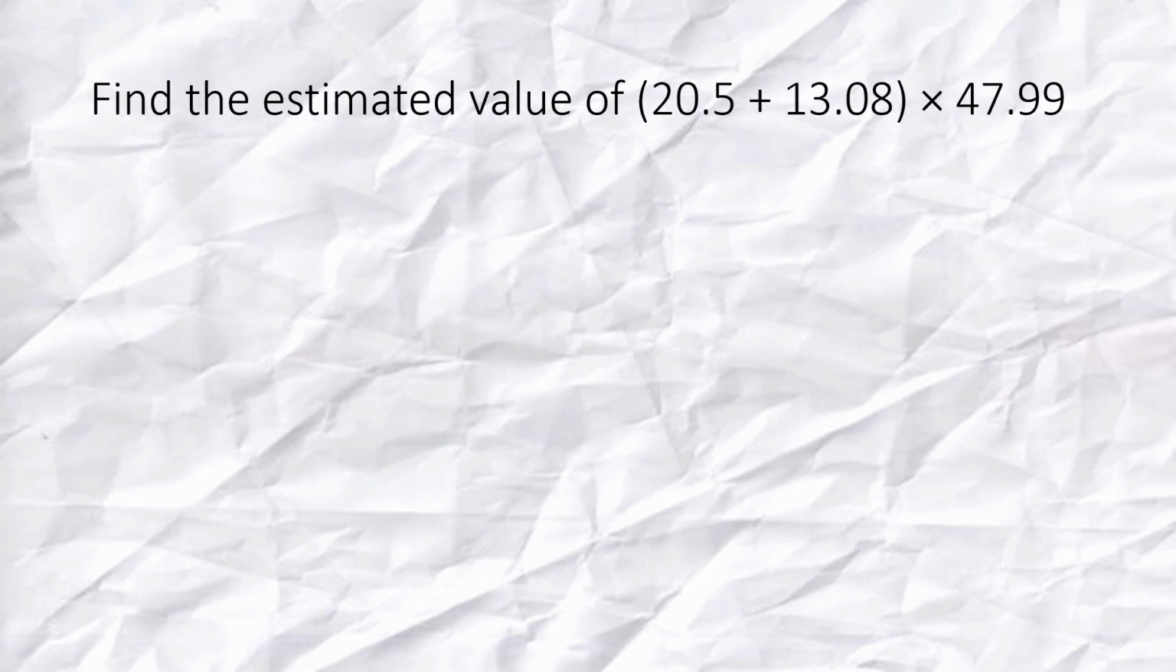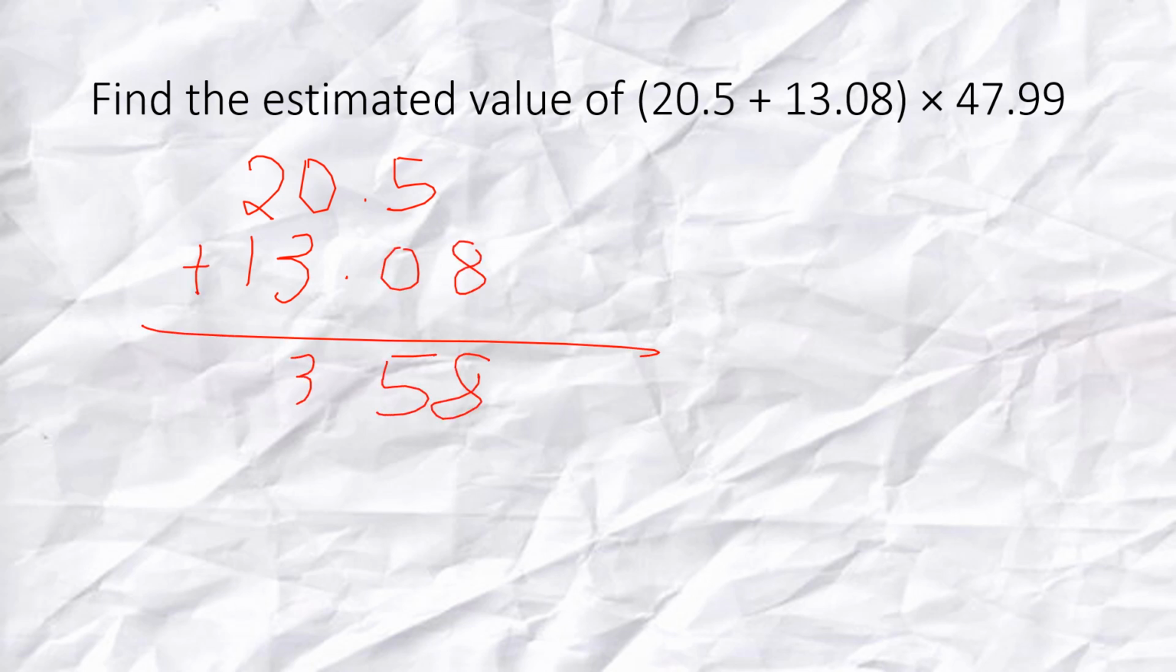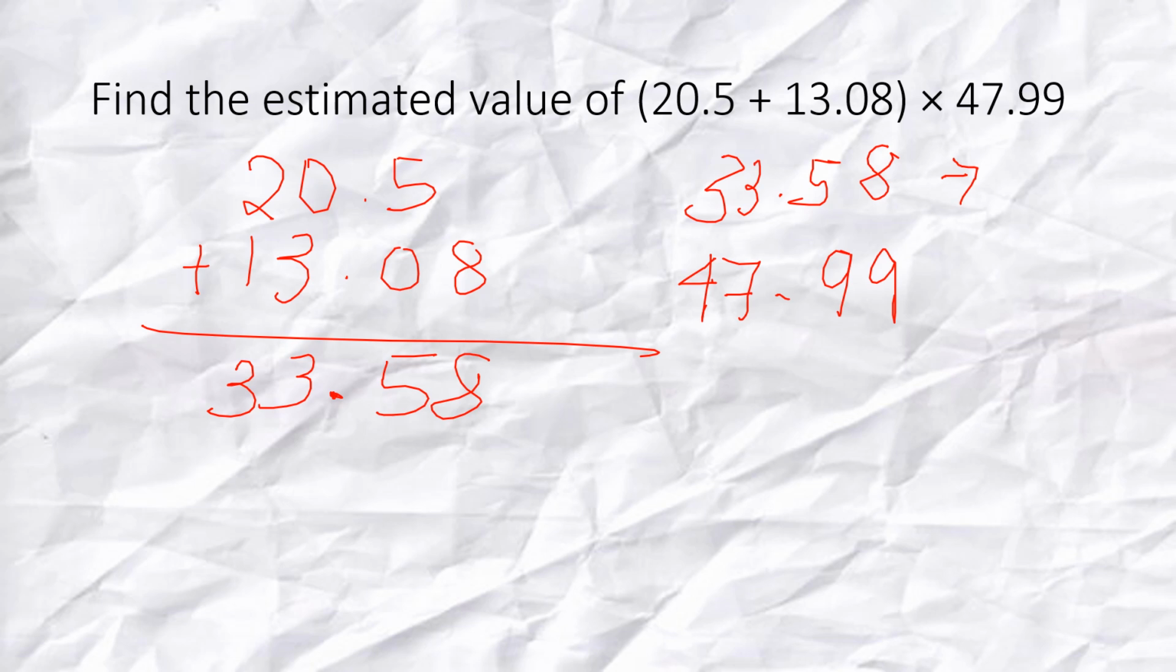For the last one, find the estimated value of the parenthesis 20.5 plus 13.08, multiplied by 47.99. So we need to solve first the sum of 20.5 and 13.08. So this is 3358, and then the decimal point. After that, let us round off each given factor to the nearest whole number. 33.58 will become 34, while 47.99 will become 48.